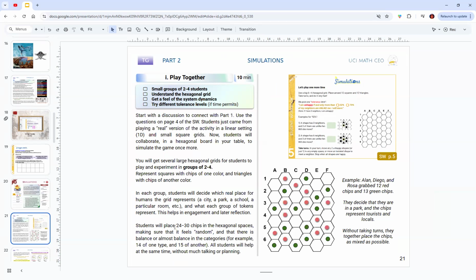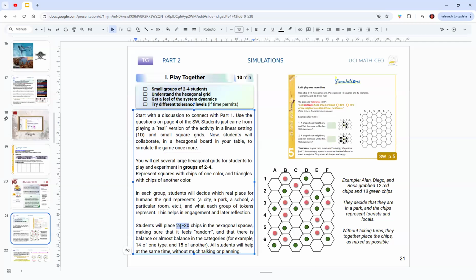Then what we'll do is place between 24 to 30 chips. We leave it a little open for them to experiment in the hexagonal spaces, as we can see here, making sure that it feels random and there's balance or almost a balance in the 2 categories. You can do 14, 14, but it's also fine to do 14 and 15, because in real life you don't have to have the same sizes of these 2 groups. Students place them at the same time without much talking and planning. So that's how it would go for this part.